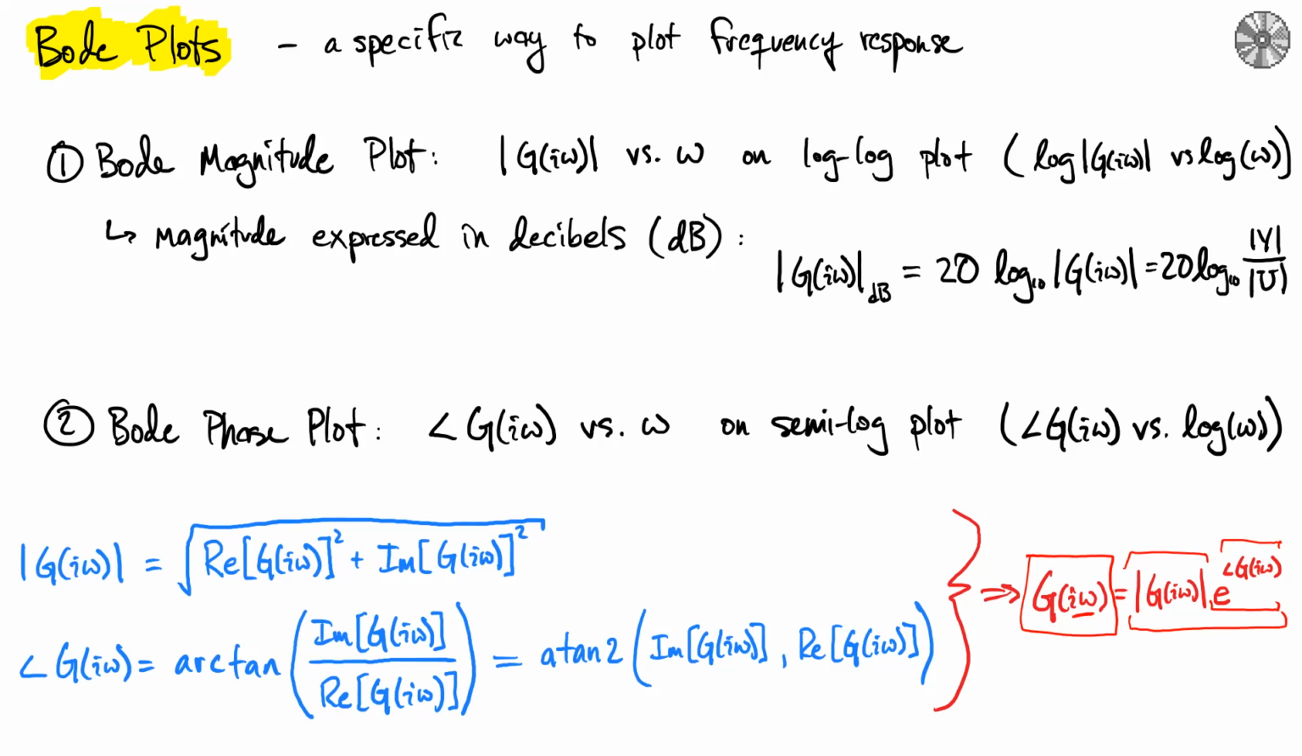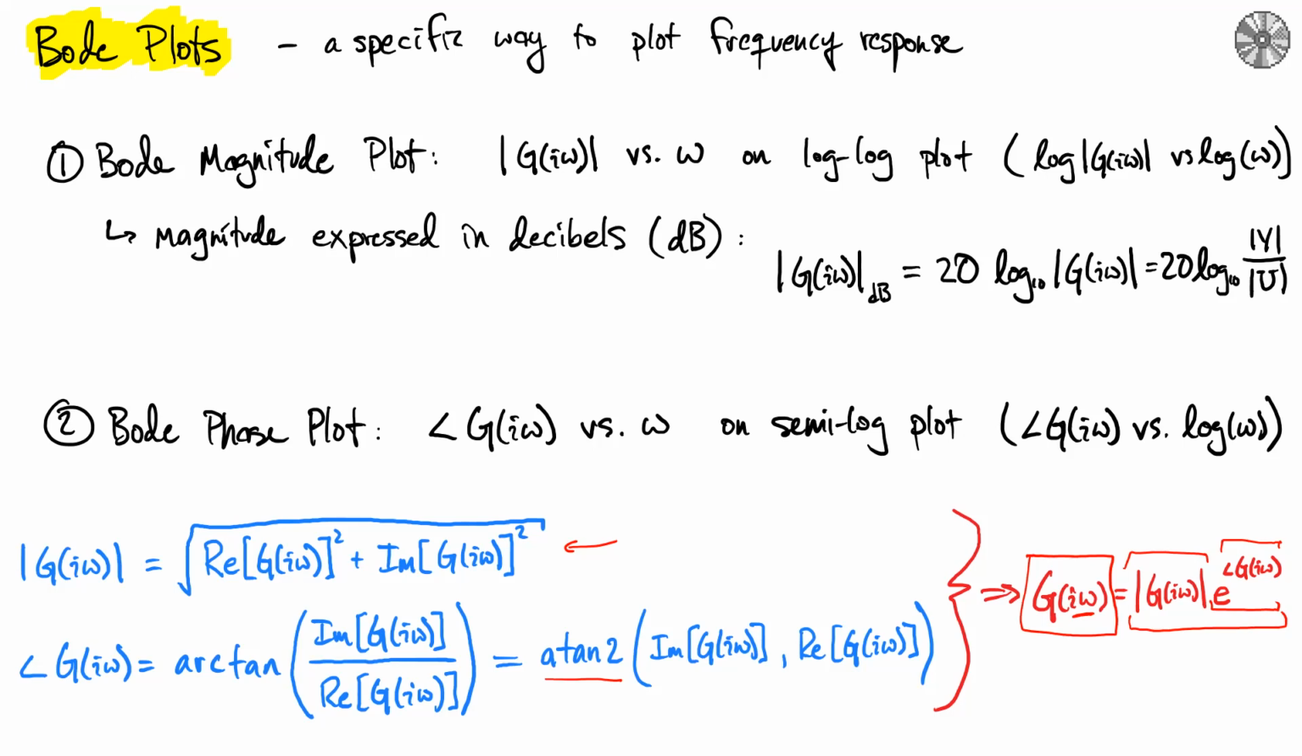All right, and so again, the magnitude is simply given here. It's the real part of that squared plus the imaginary part of that squared, because G of i omega is a complex value. And then the angle or phase of G of i omega is just given by the inverse tangent of the imaginary part over the real part. And so we're going to use the atan2 version of that, which provides you with the correct quadrant when you take the inverse tangent.